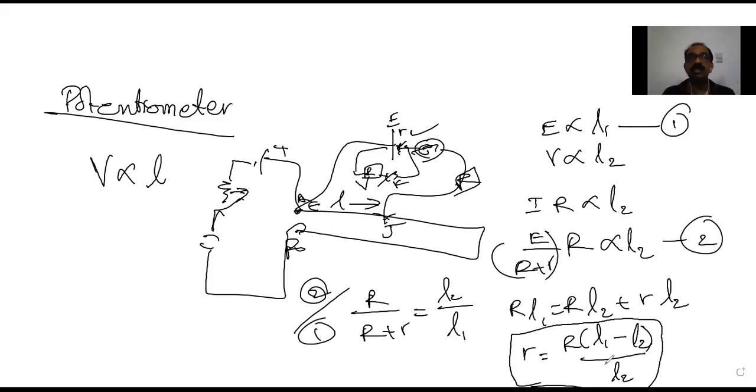To determine the internal resistance of a cell, first, without the external resistance R, you find a balance length, that is L1. Then include a known resistance, maybe 2 ohm or something. Then find out the balance length, which is L2. Then use this equation to calculate the internal resistance.